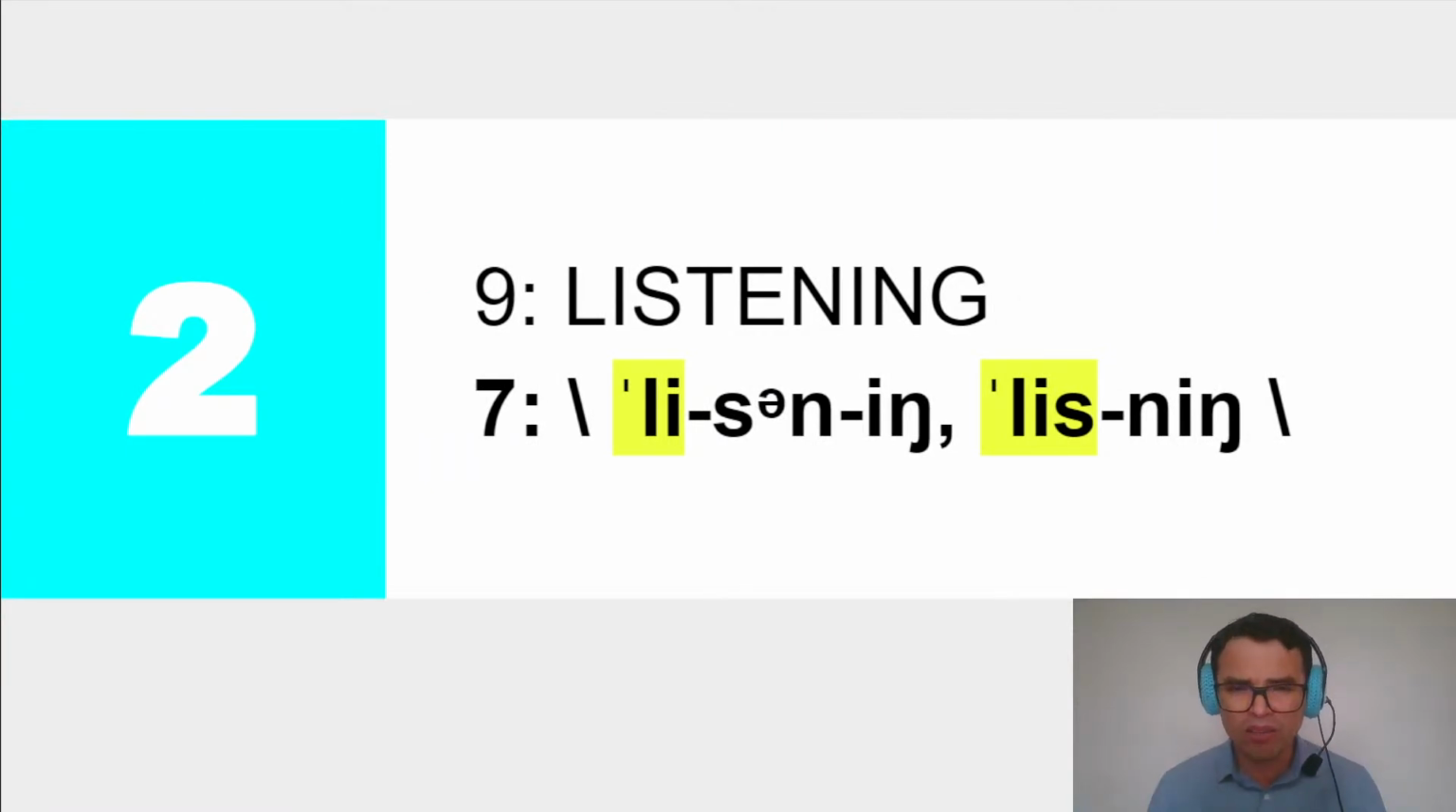Now, 7 letters and 7 sounds. You can have 3 syllables or 2 syllables. So how do you pronounce the word? The stressed syllable is the first one, and you have a weak I in the first syllable. You have a tiny little schwa in the second syllable, and you also have a weak I at the end of the word. Pronunciation: listening, listening. It can also be listening, listening with 2 syllables.